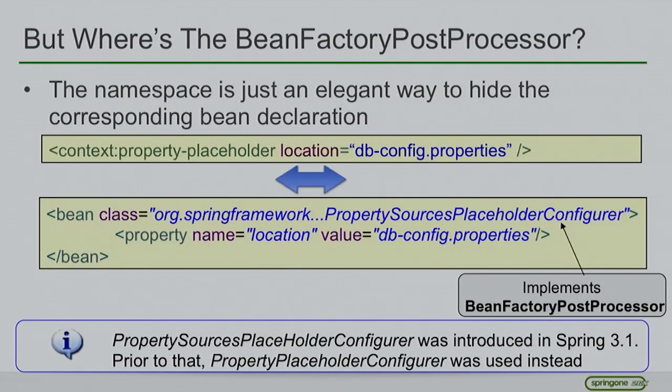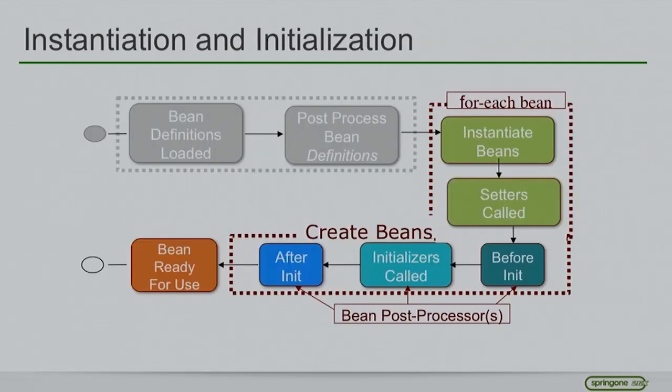All right, and just really quickly, the Bean Factory Post Processor. You'd say, well, where is the Bean Factory Post Processor? It turns out that when I use context:property-placeholder, as of Spring 3.1, that actually translates to a class called PropertySourcesPlaceholderConfigurer, which used to be referred to, and I still call it, PropertyPlaceholderConfigurer, but that's actually a legacy class that's been replaced by PropertySources. Basically it does the same thing, but has a little more flexibility, a little more richness.